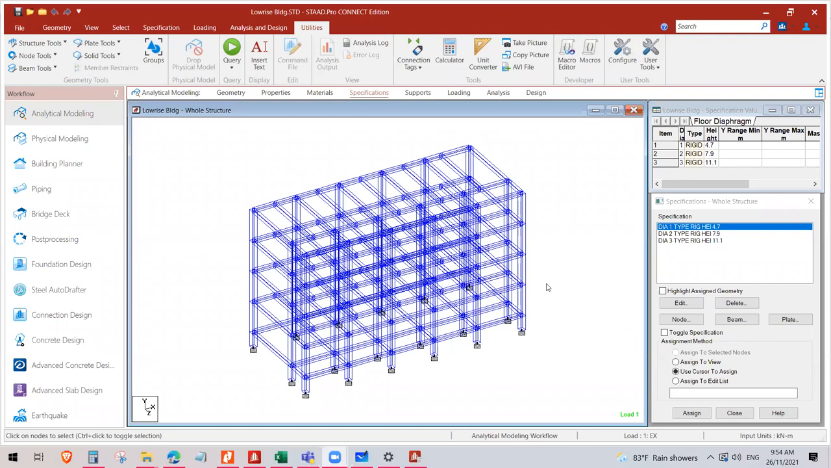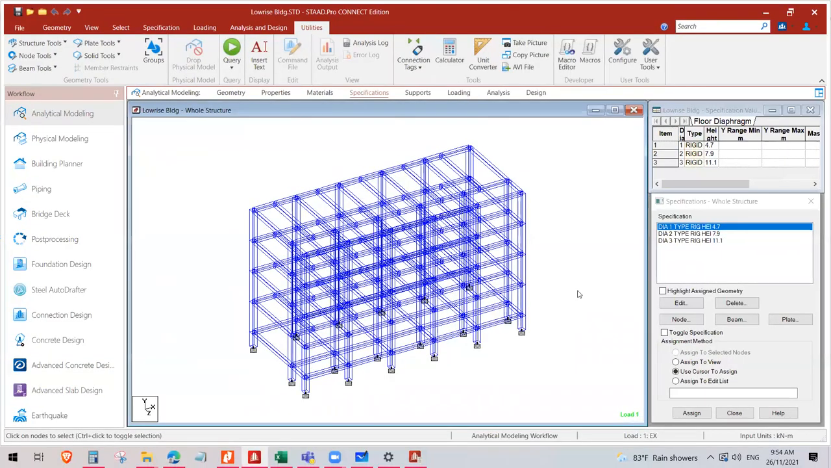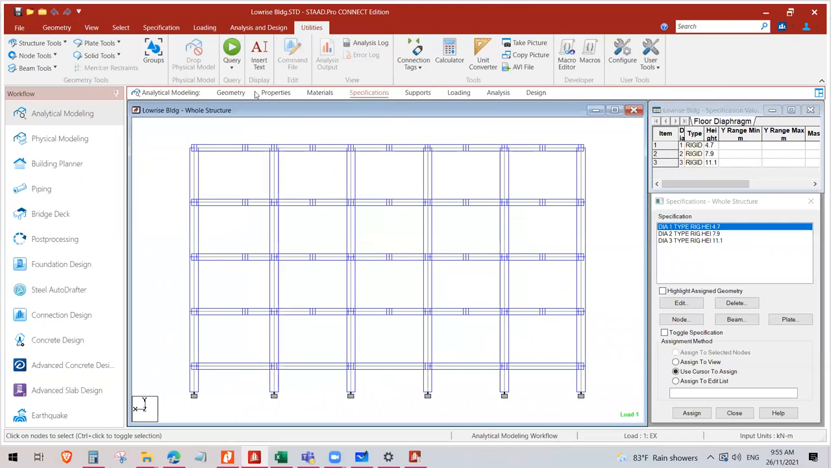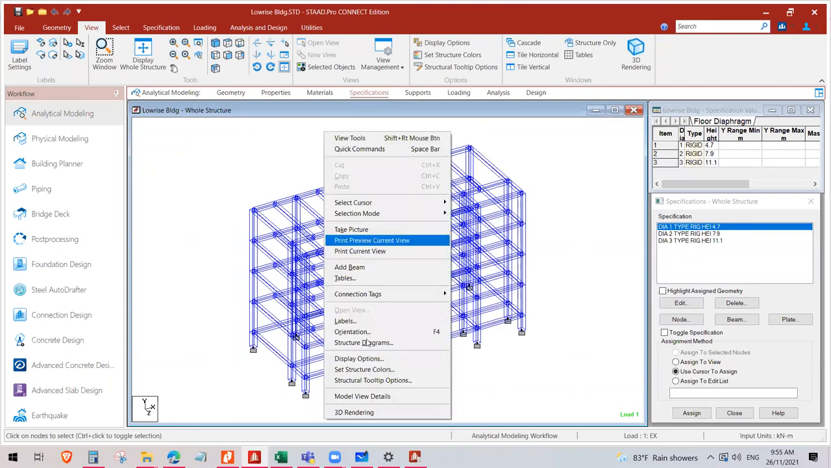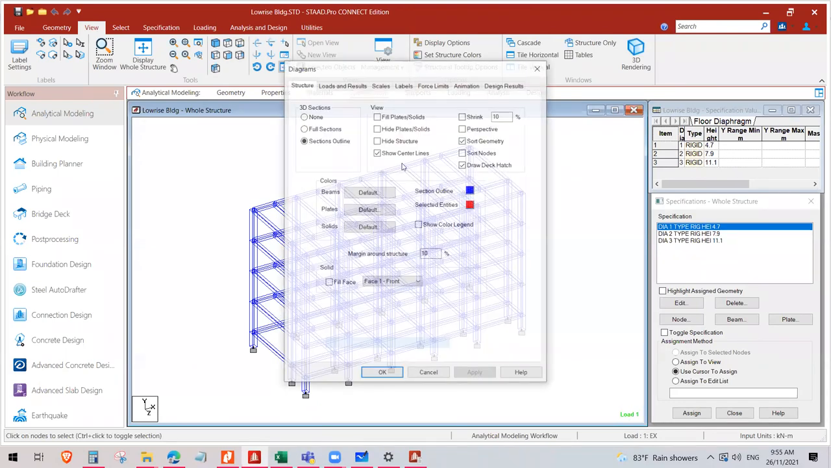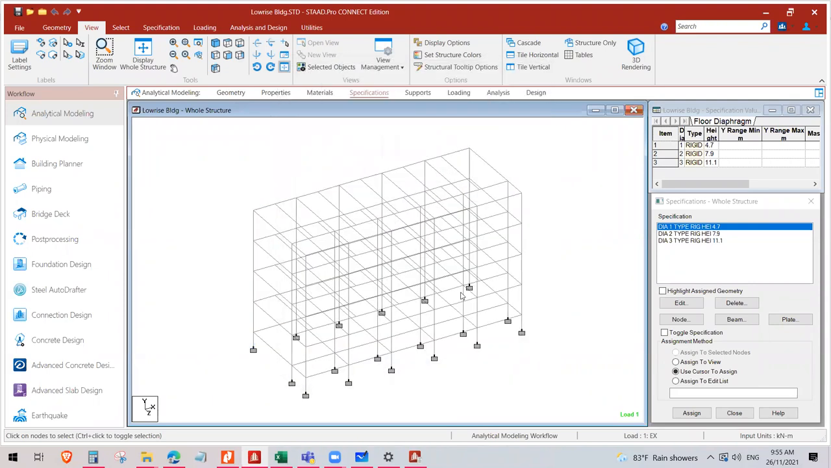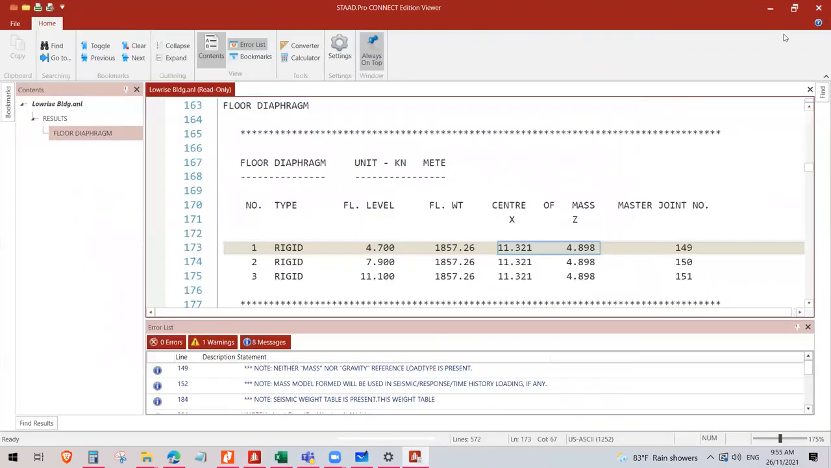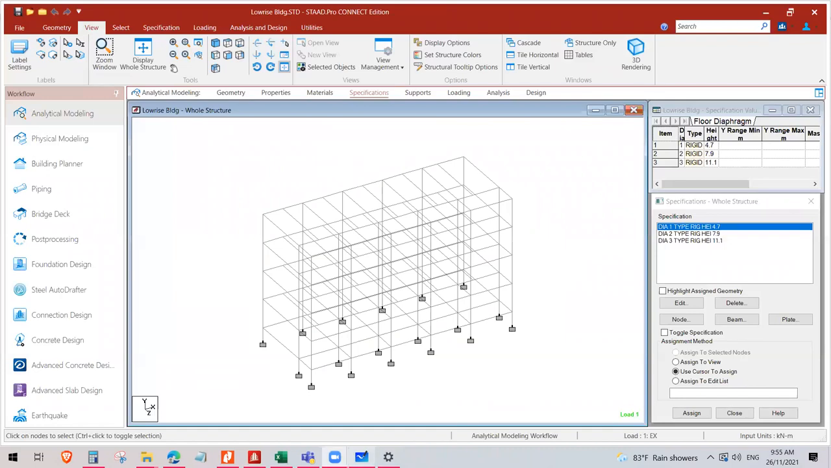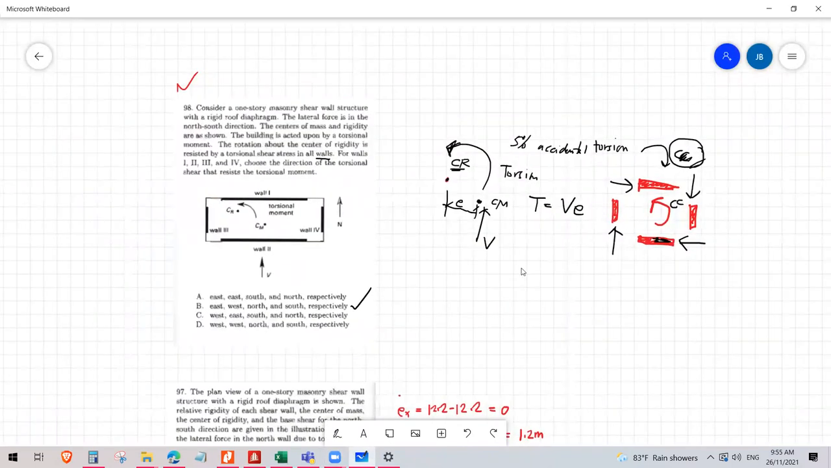Okay, kaya paano ba itong mababalik? Control 1, sorry. View, isometric. Structure diagrams. Okay. Now. Okay, so let's solve muna tayo ng manual procedure. Sige, basahin niyo muna yung problem and pag-aralan niyo, no?